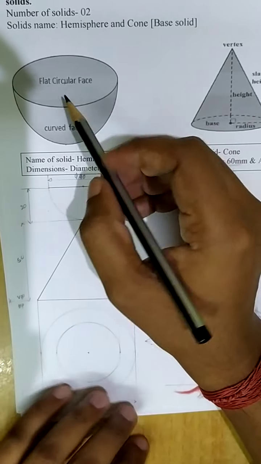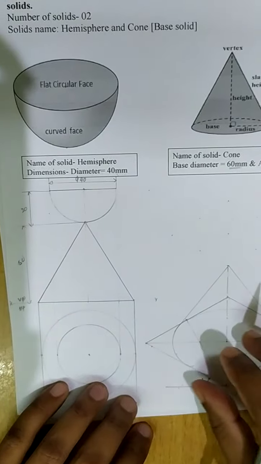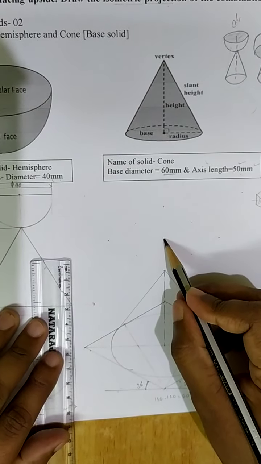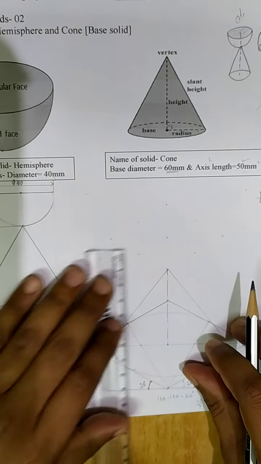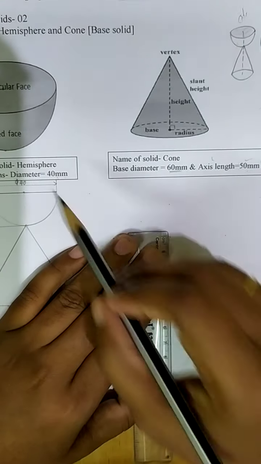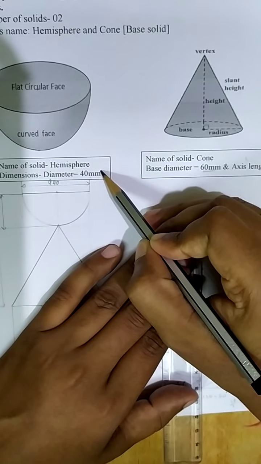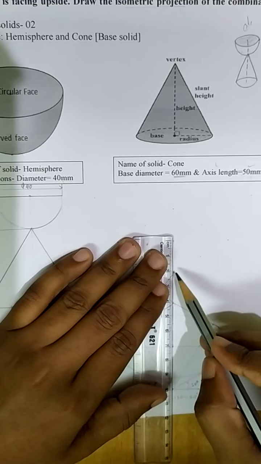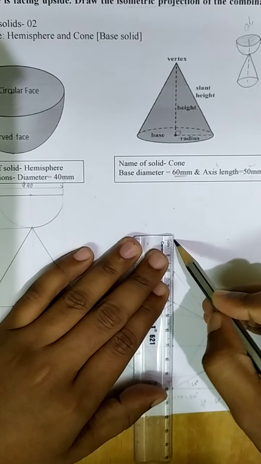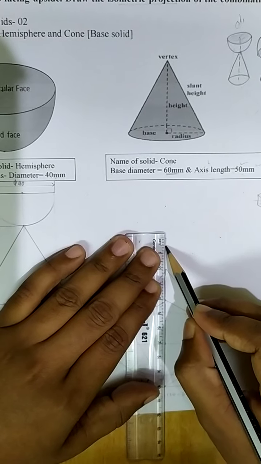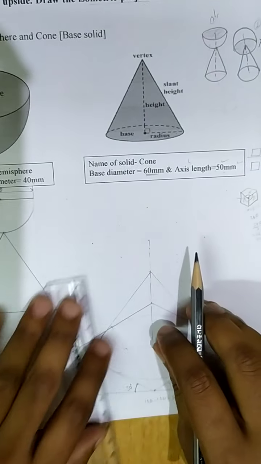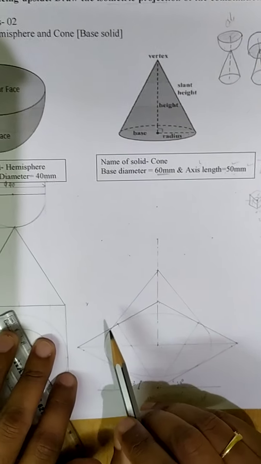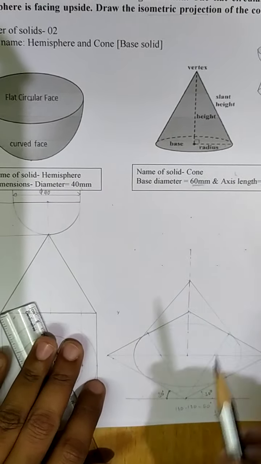Hemi means half, so we have to consider the radial distance. From where to where? From this, the apex of the cone, to the center point of the hemisphere. So what will be the distance? The radius distance. How much is it? The diameter of the hemisphere is 40, which means we have to take half of that, so that will be equal to 20 mm. So you mark one point here. Okay, so this is the axis of the hemisphere.